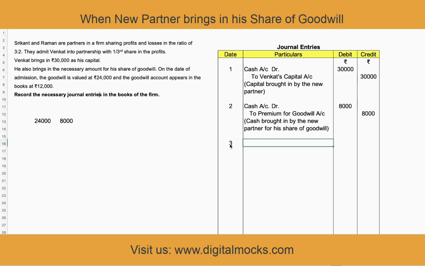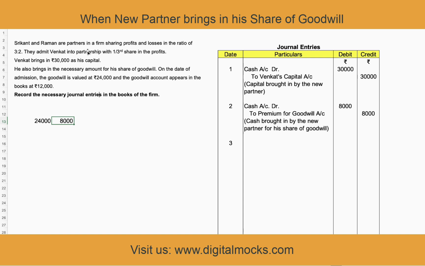Now immediately we will pass one more entry. This 8,000 we will distribute between Srikant and Raman, the existing partners, old partners I mean to say, in their sacrifice ratio, because the new partner Venkat got his 1/3 share from Srikanth and Raman. They have sacrificed, so just to compensate that sacrifice, Venkat is bringing rupees 8,000. So we need to give credit to the old partners, in their sacrifice ratio, whatever amount Venkat brought.